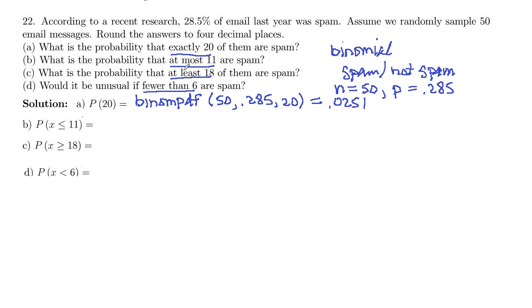What is the probability at most 11? So at most is a less than or equal. So this is probability X is less than or equal to 11. That's what binom CDF gives us. So this is going to be binom CDF. Trials are 50. P is 0.285 again. And X is 11.